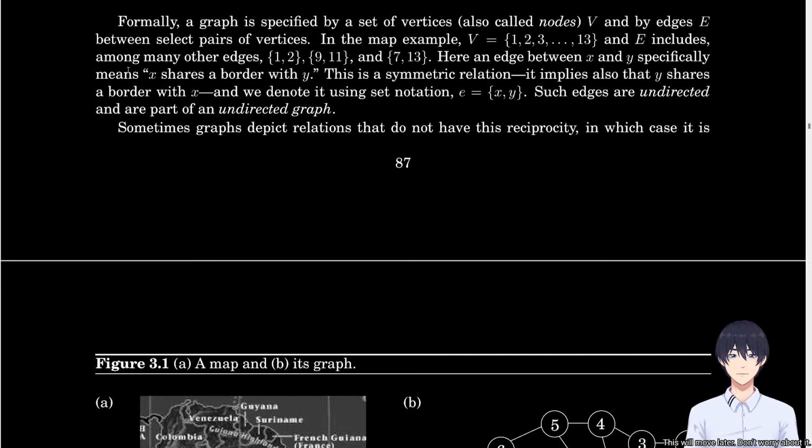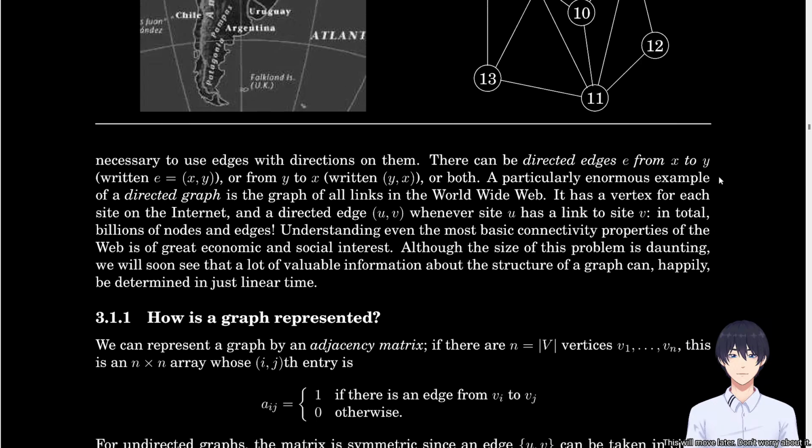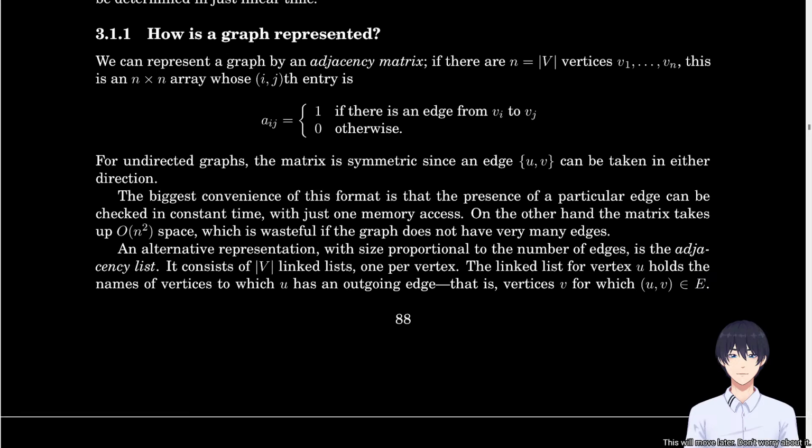Here, an edge between x and y specifically means x shares a border with y. This is a symmetric relation. Okay, I know what that means. There's figure 3.1a and b. Fine. Skip. How is a graph represented?